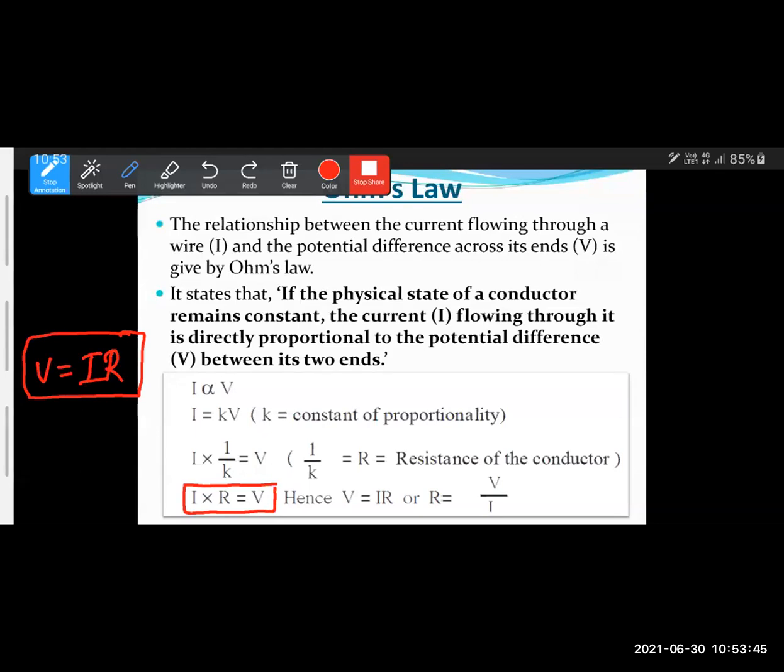This is a very important equation, so we will be using it over and over again. Let us discuss it again. What does Ohm's law state? The statement says that if the physical state of a conductor remains constant, the current flowing through the conductor is directly proportional to the potential difference V between its two ends. So the equation that you need to remember here is V equals I into R. That means the voltage across any conductor is the product of the current and the resistance. So if you multiply the current by the resistance, you will get the voltage across the conductor.